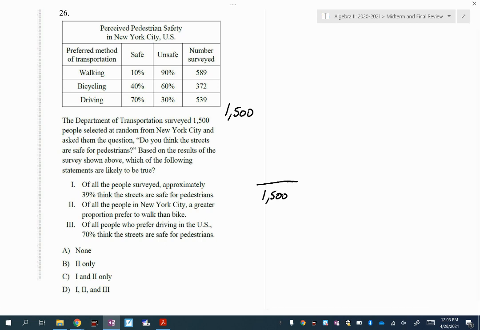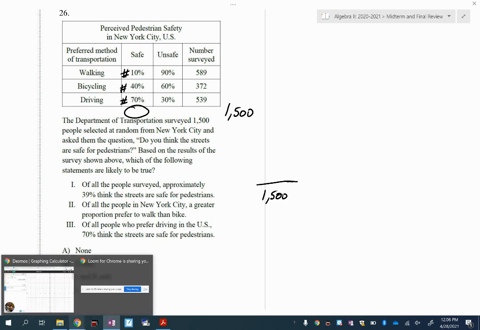So if this was a real problem in real life, they would already have given me numbers here, and I would take the total of those, and that would be my numerator. But they're going to make me work for it, which is super frustrating. So I'm going to plug into Desmos to find those actual numbers. So I need 10% of 589, which is 58.9, or 59.